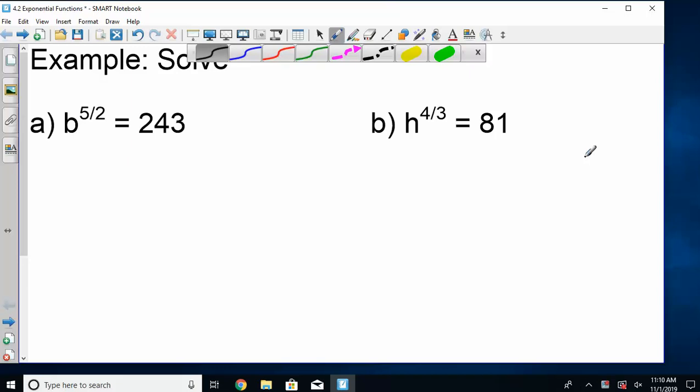So b to the 5 halves equals 243. How is this different from yesterday's problem? Variable is the base. Right. Yesterday, all the problems we solved, the variable was in the exponent. But now I have the variable in the base.